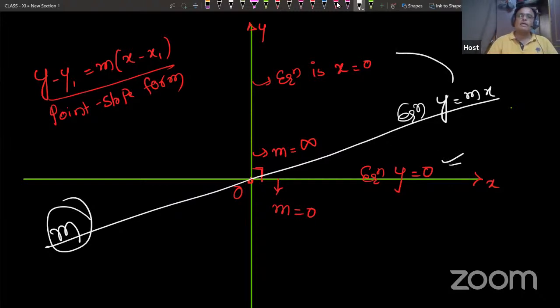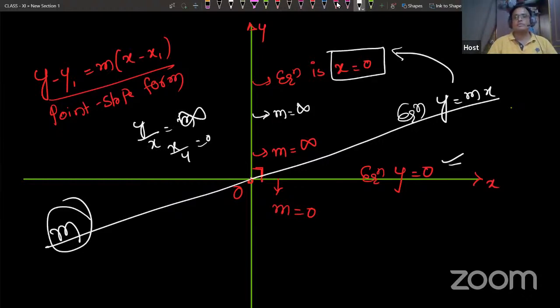Whenever this white line coincides with the y-axis, in the place of m you get infinity, because the slope of the y-axis is not defined. We write y by x is equal to m. In the place of m you get infinity; in reciprocal, x by y is equal to 0. Therefore, x is equal to 0 is the equation of the y-axis. So these are the items you have already studied.